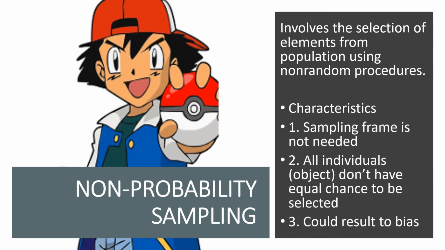The second method is called the non-probability sampling. This involves a non-random selection based on convenience or other criteria, allowing the researcher to easily select or collect data. This involves selection of elements from the population using non-random procedures. The characteristics include: 1. Sampling frame is not needed. 2. All individuals or objects don't have equal chance to be selected. And 3. Could result in bias.